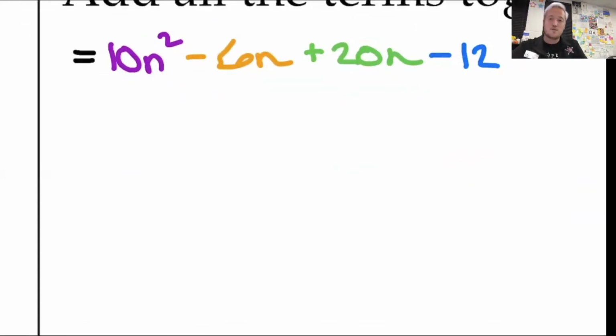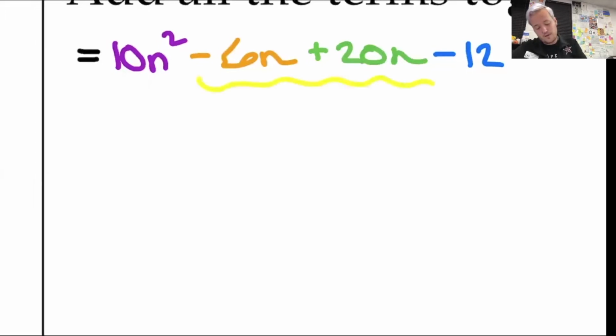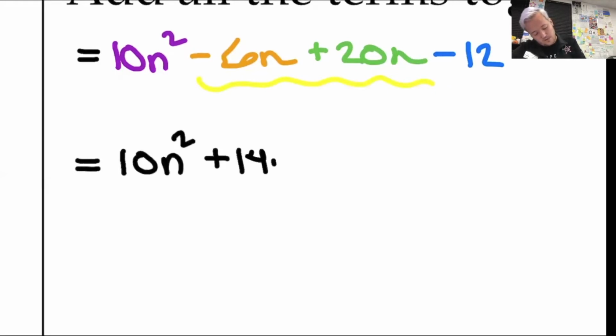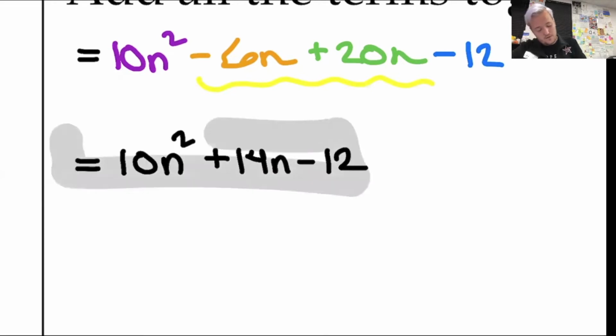All right, so just as mentioned before, we want to combine like terms. So it's going to be our two middle terms here. So we're going to have 10n squared plus 14n minus 12. So this right here is our final answer.